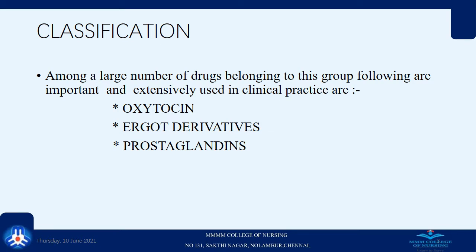Next we can see the classification of oxytocin. Among the large number of drugs belonging to this group, the following are the important and extensively used in clinical practice. The classification of this drug is divided into three. The first one is oxytocin, the second one is the ergot derivatives, and the third one is the prostaglandins. In this we are going to see in detail about oxytocin.